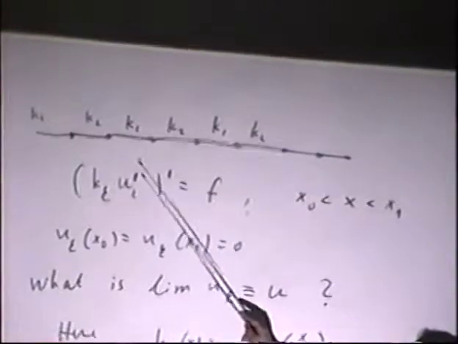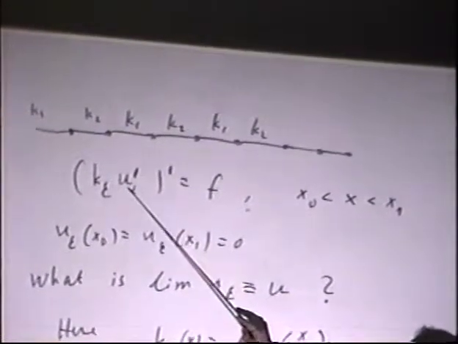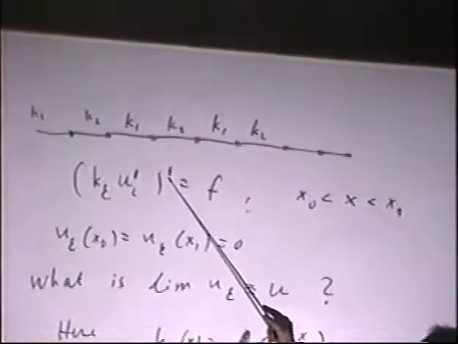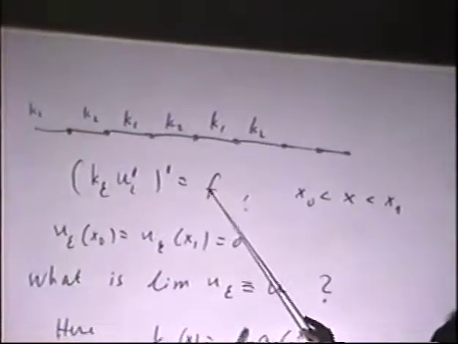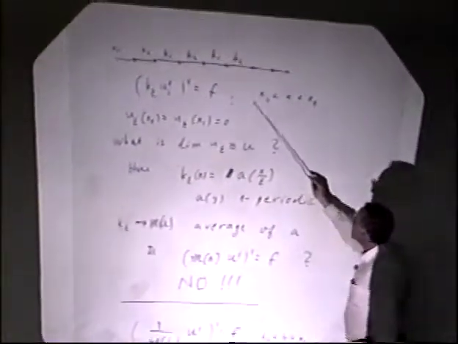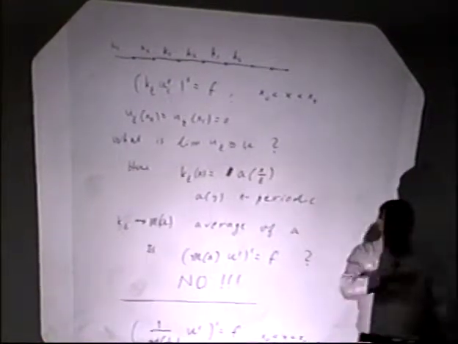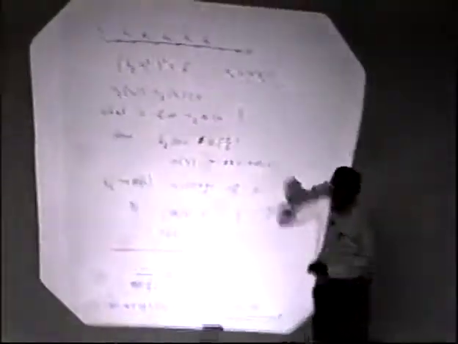it's what? You take the gradient, the derivative of U, multiply by the conductivity, then take the derivative of this in one dimension, equal to F. This is a second order ordinary differential equation in one dimension in some interval between x0 and x1, and K epsilon keeps flipping from K1 to K2, K1 to K2 in a periodic way. So let's write it, and we are asking what happens when this interval gets smaller and smaller and smaller.